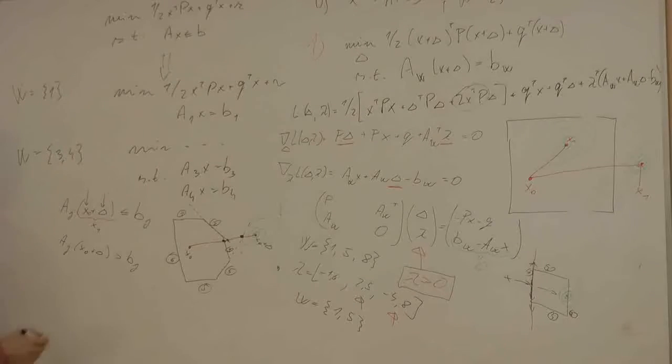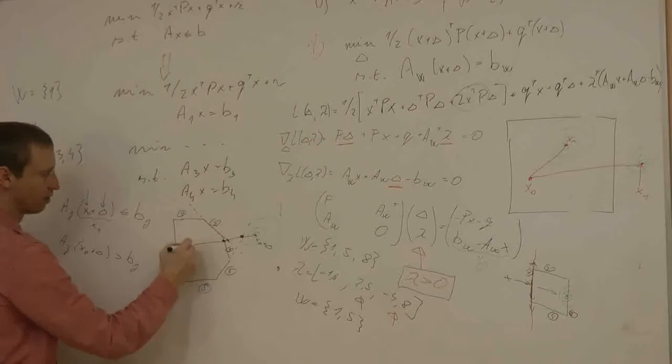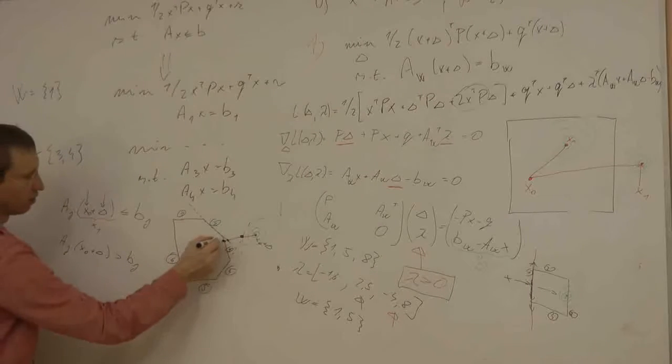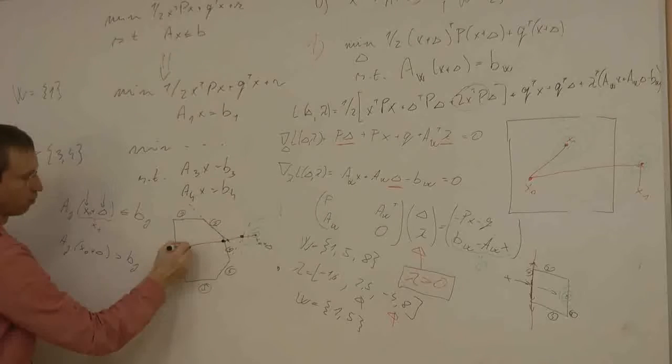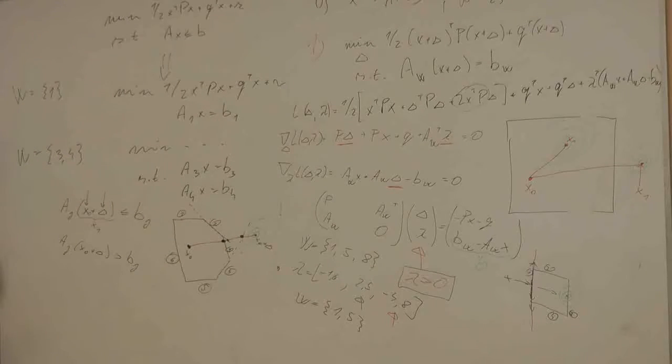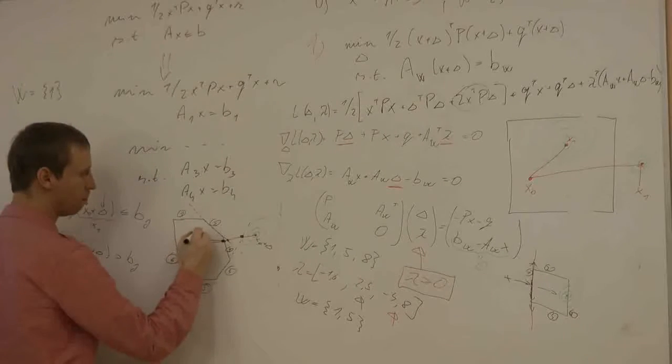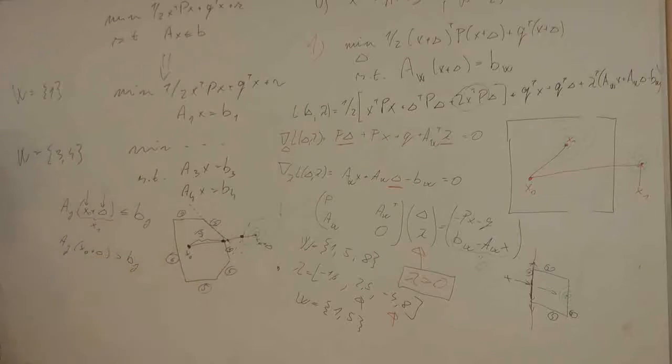Actually, we can also find out the precise distance from the corresponding constraint. What is the distance of this point from x0? Let's call this distance here beta 3, like the distance from the third constraint. Any hints?